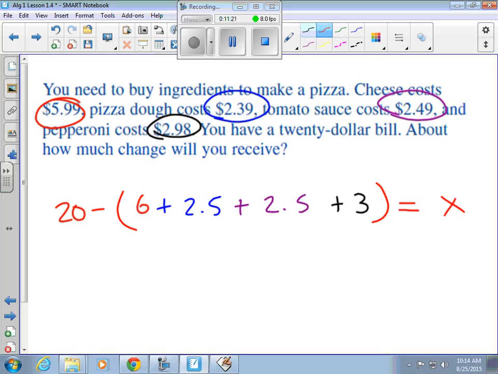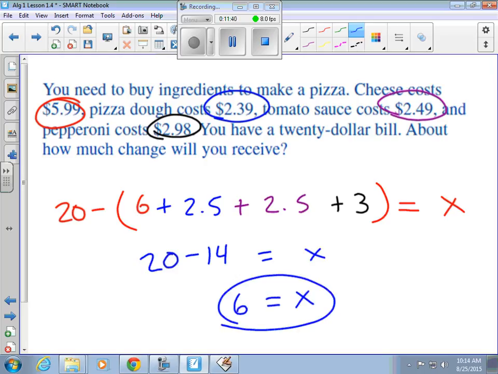Let's call change X. So when we put those two together, we know 2.5 and 2.5 gives you 5. 6 and 5 is 11, and 11 and 3 is 14. So all of this together is 14. 20 minus 14 gives us how much change we're going to have. So we'll have about $6 left over. And again, we rounded with all of that, so it's not going to be perfect, but that's about, based on rounding and mental math, how much change we'll have left over.